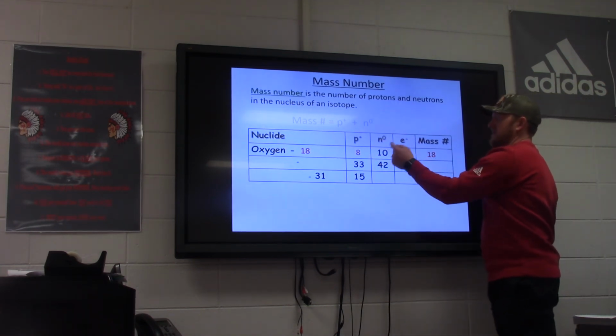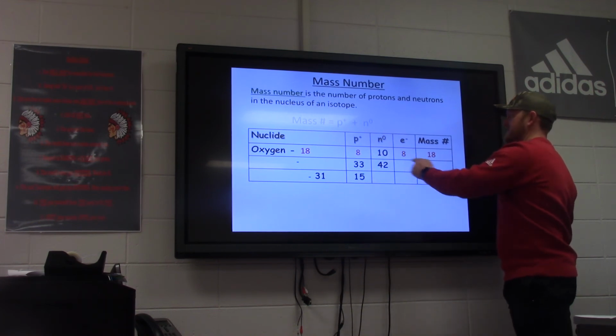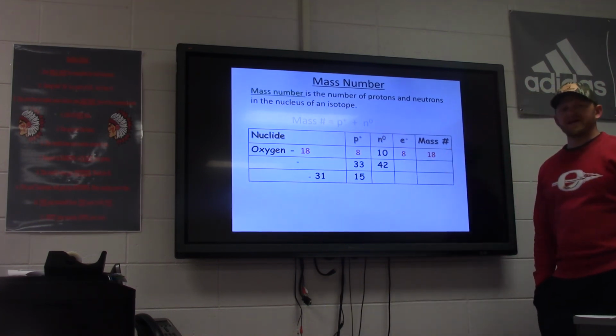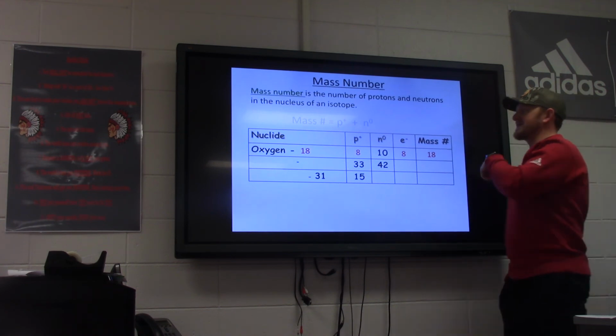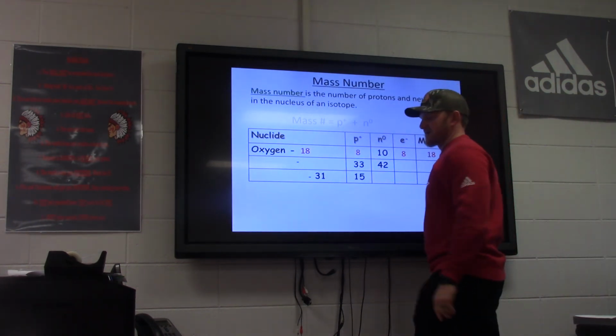It has 8 protons, 10 neutrons. We add the 8 and the 10 together. That gives us the mass number of 18. So that is an isotope of oxygen, which is oxygen 18.